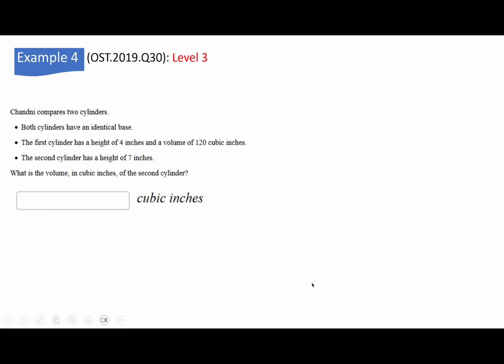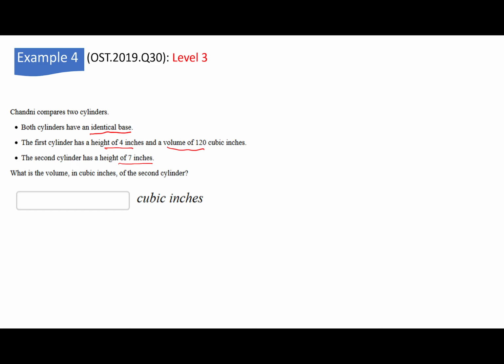Example 4. Chandni compares two cylinders. Both cylinders have an identical base. You have to read the question carefully. Identical base, okay? The first cylinder has a height of 4 and a volume of 120. So the volume is 120 and the height is 4. The second cylinder has a height of 7. So now I identified all these numbers. What is the volume in cubic inches of the second cylinder?